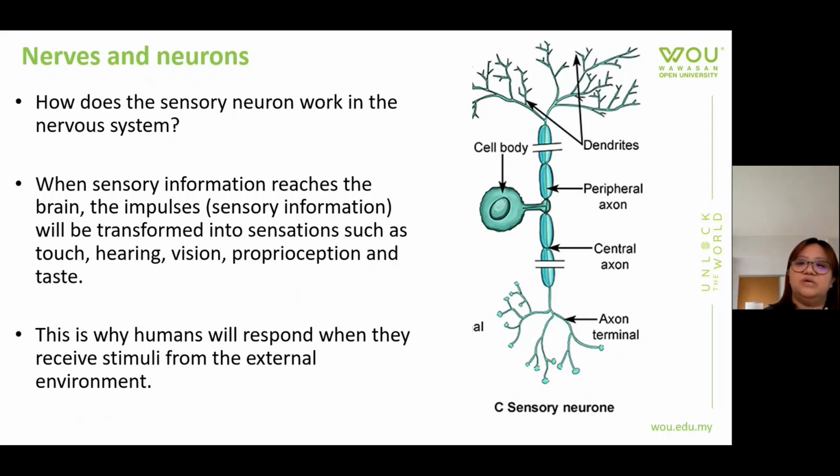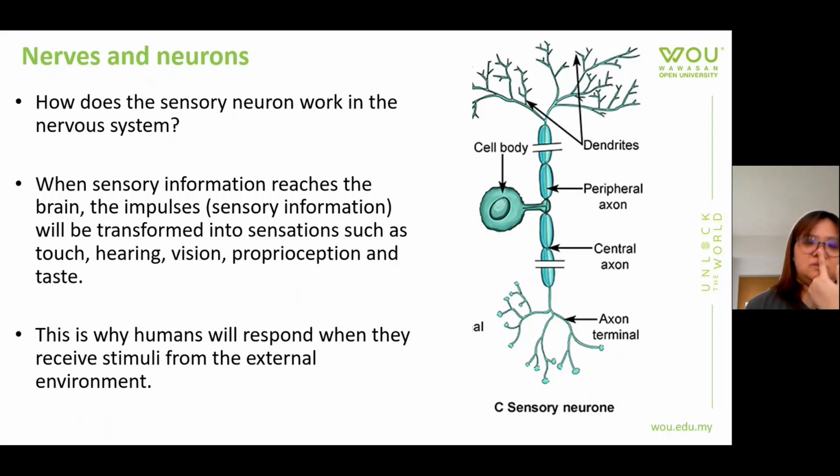Once we have the sensory neurons located on our bodily organs, like our skin, our eyes, nose, and tongue.